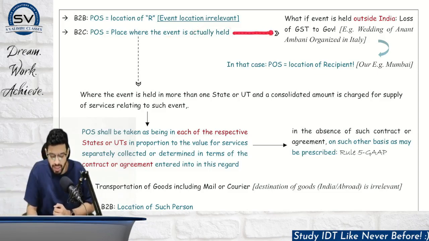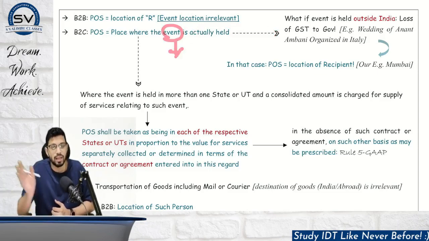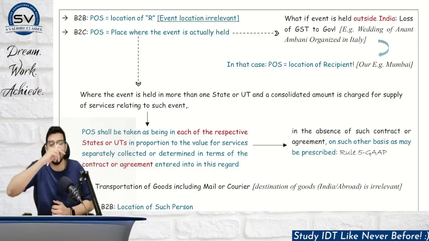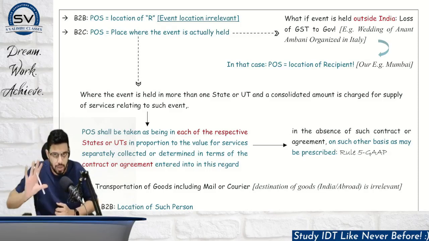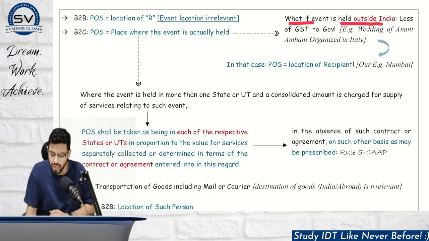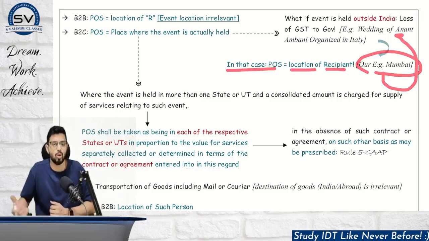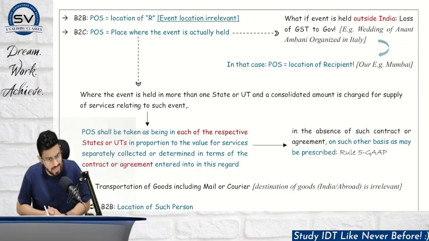So what the government and the GST law provides is that if this event happens to be outside India, then the place of supply shall not be the location of the event, but it shall be the location of the recipient, so that GST is not lost. See, what if the event is held outside India? It will lead to GST loss to the government. Then in that case, the place of supply shall be the location of the recipient. For example, in our case Mumbai, that is the location of Anand Ambani. I hope this is clear.